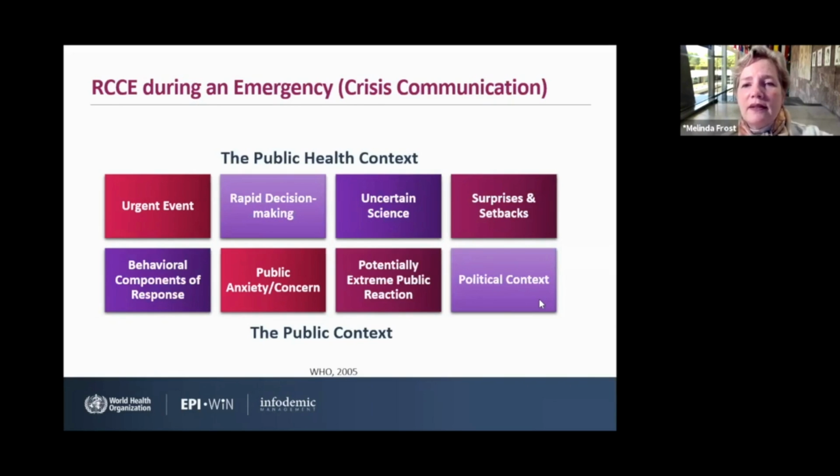There are lots of surprises and setbacks along the way. We're really relying on behavioral components to understand better how people are adapting to recommendations or how they're not. We're working with public anxiety and concern. And then also there's extreme public reaction. You can see this playing out with how people view masks and the politicization of the use of masks. And the political context is coming into play quite prevalently throughout the response as well.